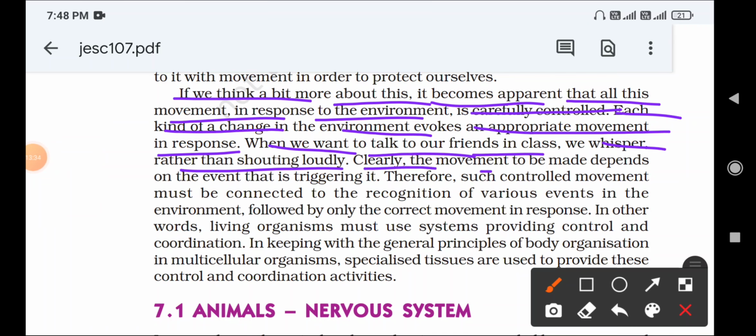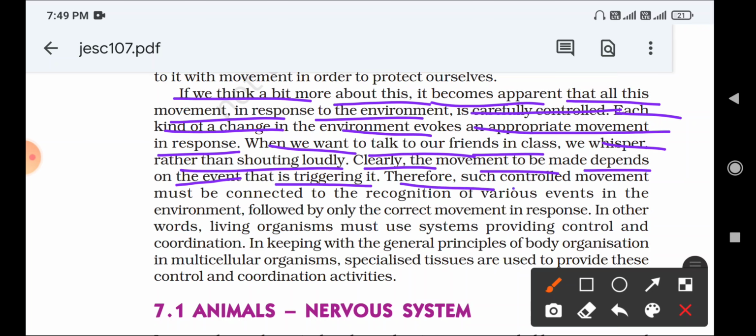Clearly, the movements to be made depend on the event that is triggering them. Okay, whatever movements we make depend on whatever events are occurring in our surroundings. So when we give a response, it means something has changed or something has happened in the environment, and according to that we perform an activity. Remember that whatever activity we do is because something changed in the environment, and according to that we take action.